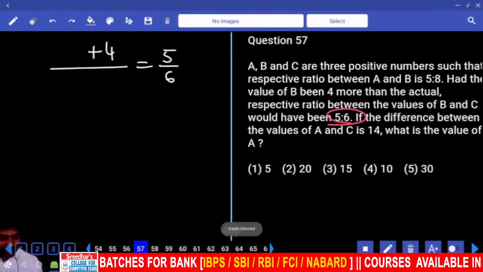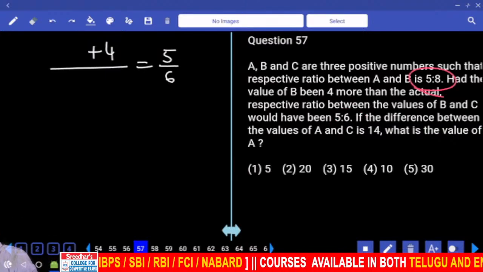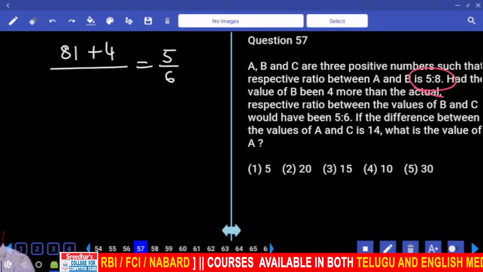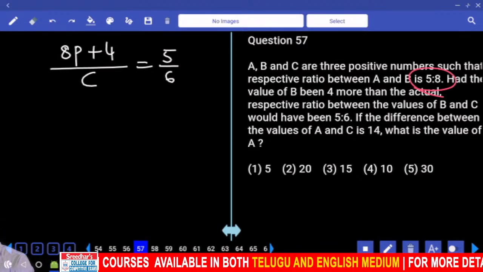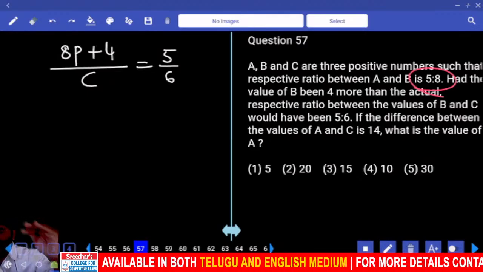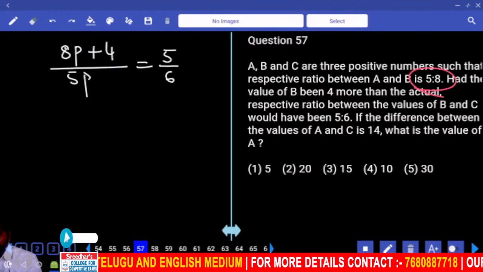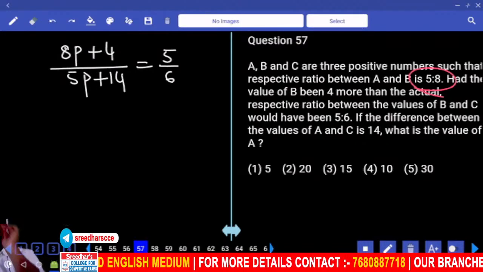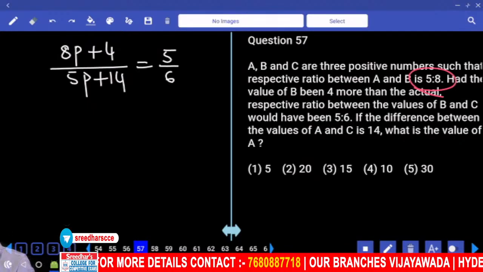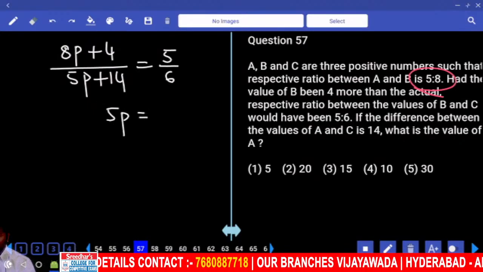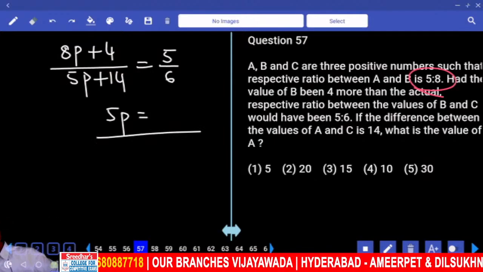So in place of C, from the first ratio, what is A? What is B? 8 parts plus 4. In denominator, what do you have? And you know that C is 14 more than A, correct? A is equal to 5 parts plus 14. One equation, one variable. If you solve it, you will get 1 part value. After that, you can calculate 5 parts value. This is another way. Is it clear?